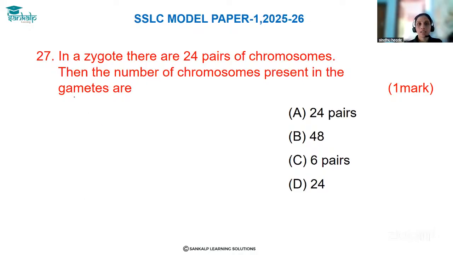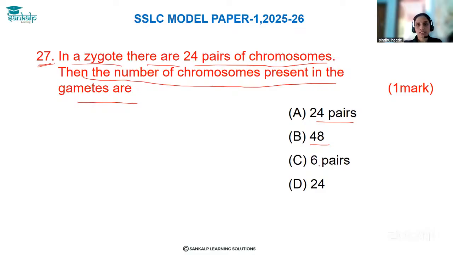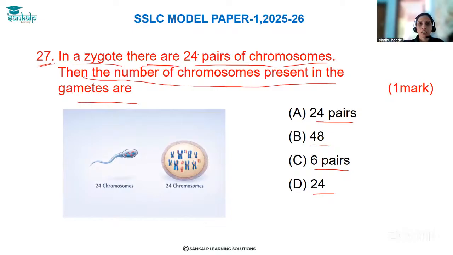Hello everyone. I will repeat this question number 27. In a zygote, there are 24 pairs of chromosomes. Then the number of chromosomes present in gametes are: option A, 24 pairs; option B, 48; option C, 6 pairs; option D, 24.